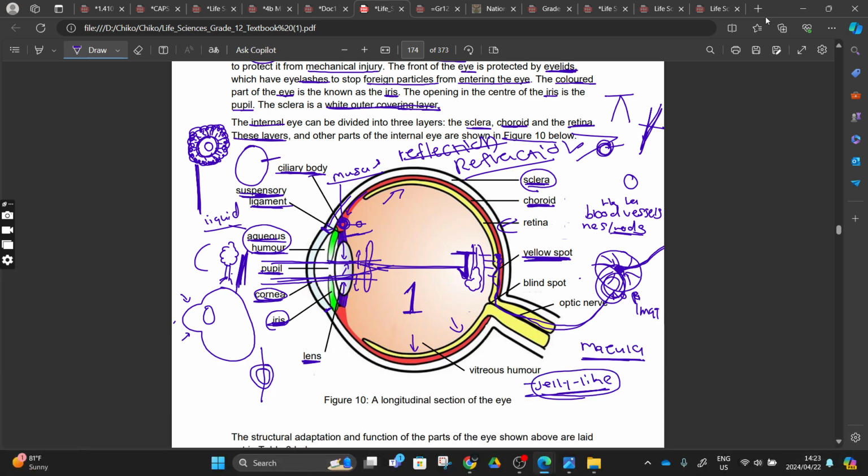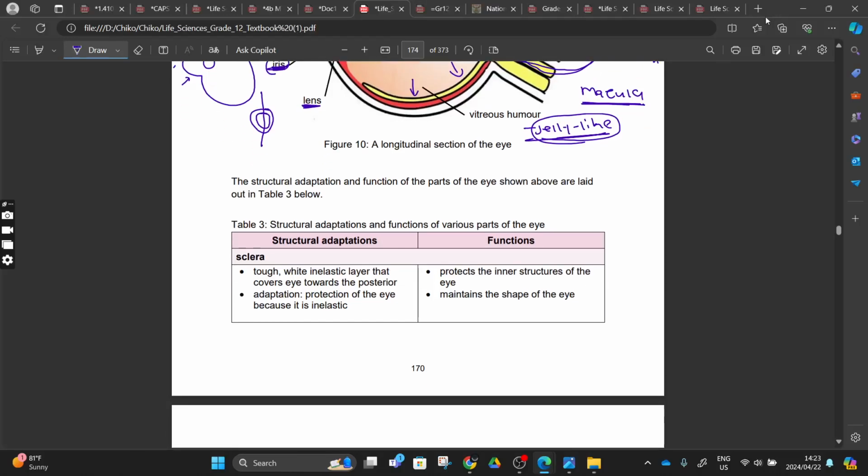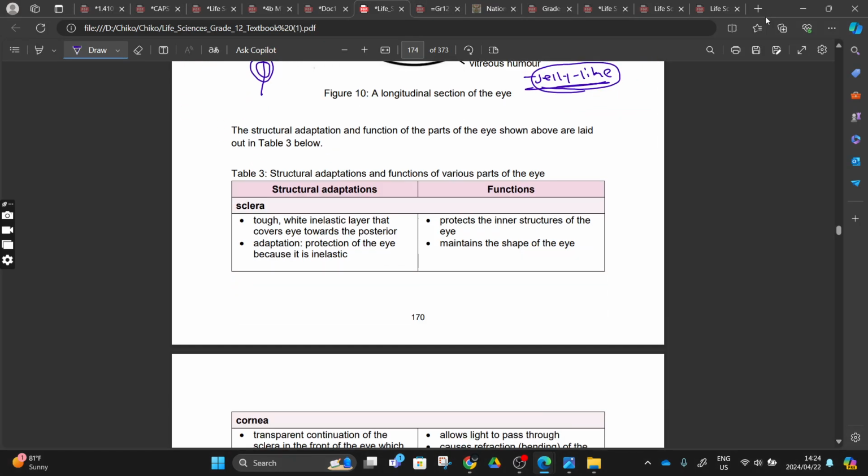So from there, this will be our structure. Everything that you need to know is there. Then we can go on to our textbook. As you can see, our textbook gives us our notes. These will be our notes, as I'm done with this lesson, right? So we are done for today's lesson, where the structure, adaptation, and function of the parts of the human eye are laid out in figure 3, right?